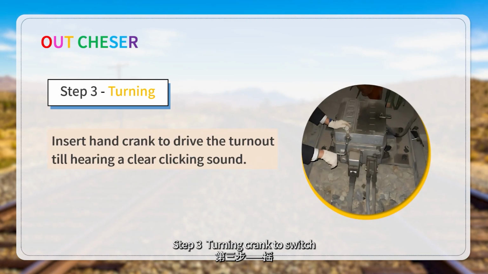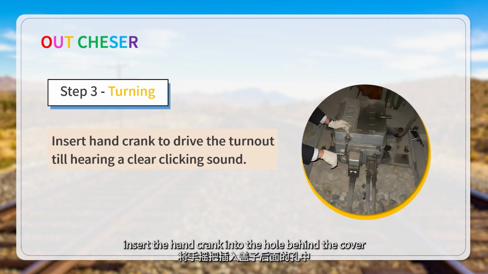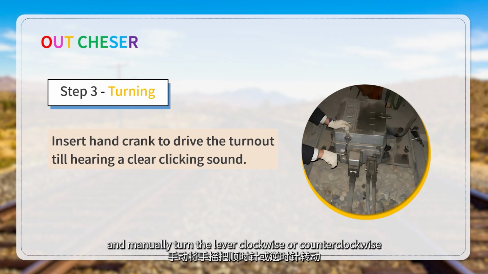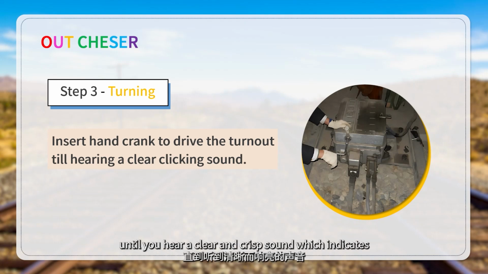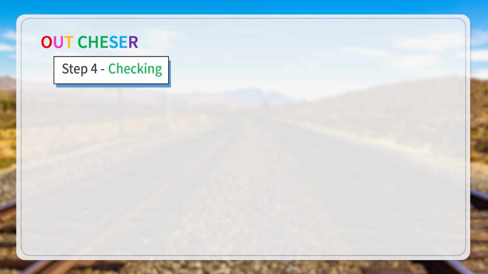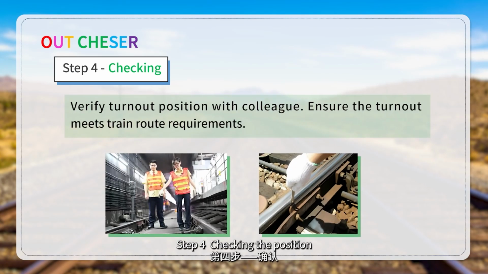Step 3. Turning crank to switch. Insert the hand crank into the hole behind the cover and manually turn the lever clockwise and counterclockwise until you hear a clear and crisp sound, which indicates that the turnout has been switched to the correct position.